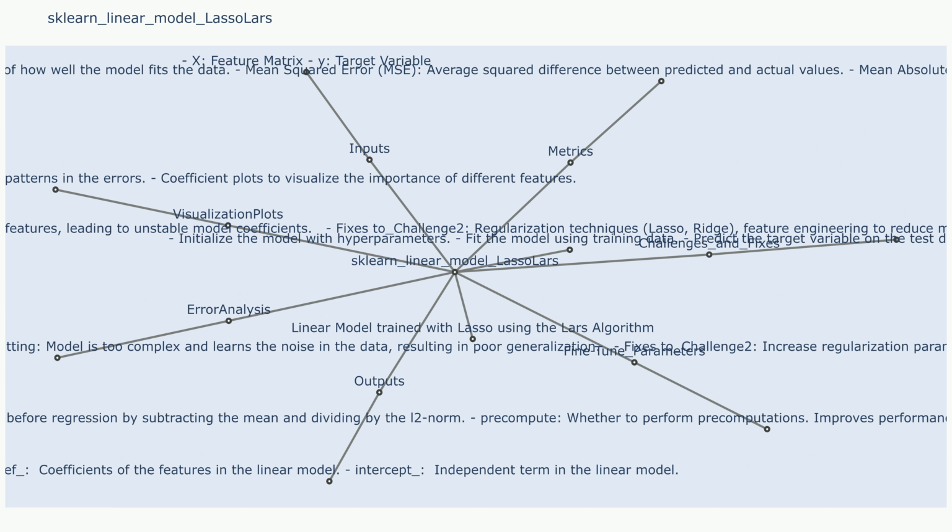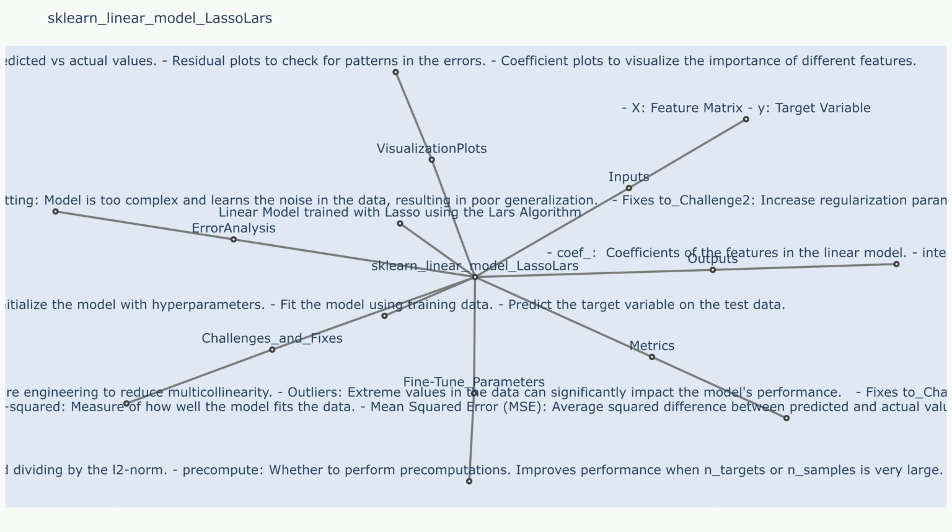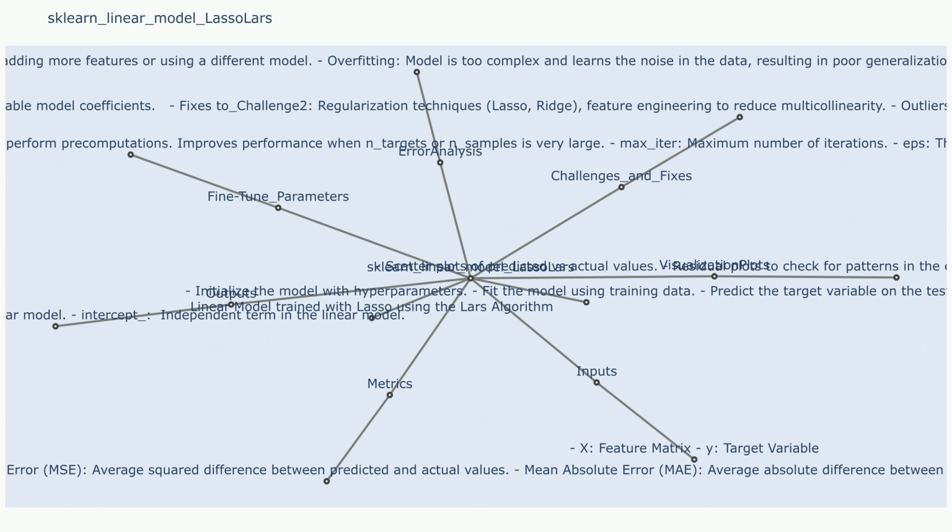It then moves along a direction that is equiangular between the selected feature and the next most correlated feature. It continues to move along this direction until it hits the constraint imposed by the lasso penalty. It then selects the next most correlated feature and repeats the process.